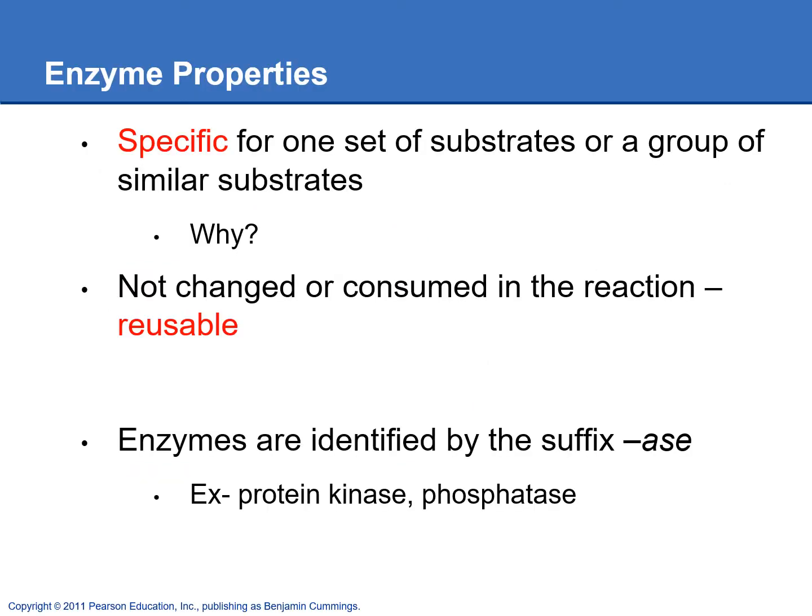So enzymes are very specific for which substrate they're going to bind to. And that's because they're very specific in their shape of their active site. So remember that they're made out of proteins, and they have up to four levels of folding, and it's like a lock and key for the substrate to fit into the active site. And you can recognize an enzyme because most of their names will end in ase.